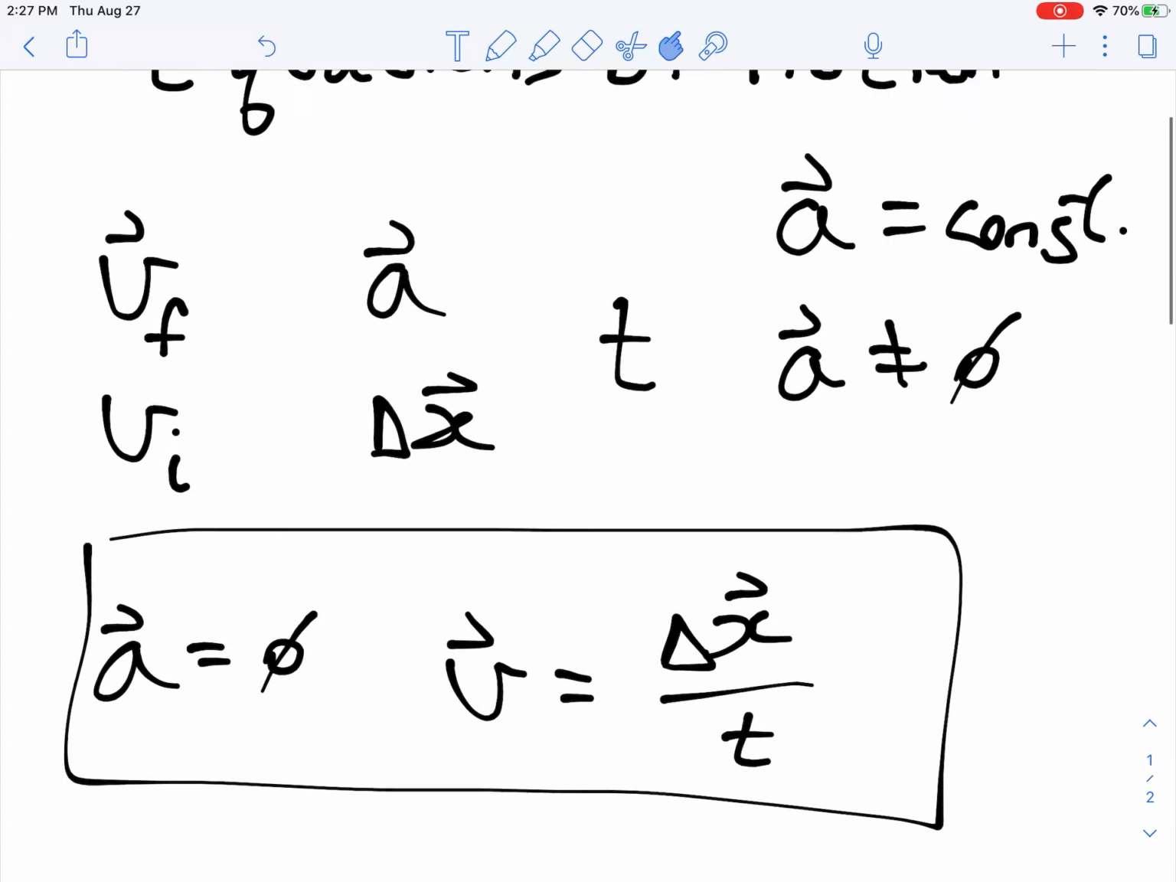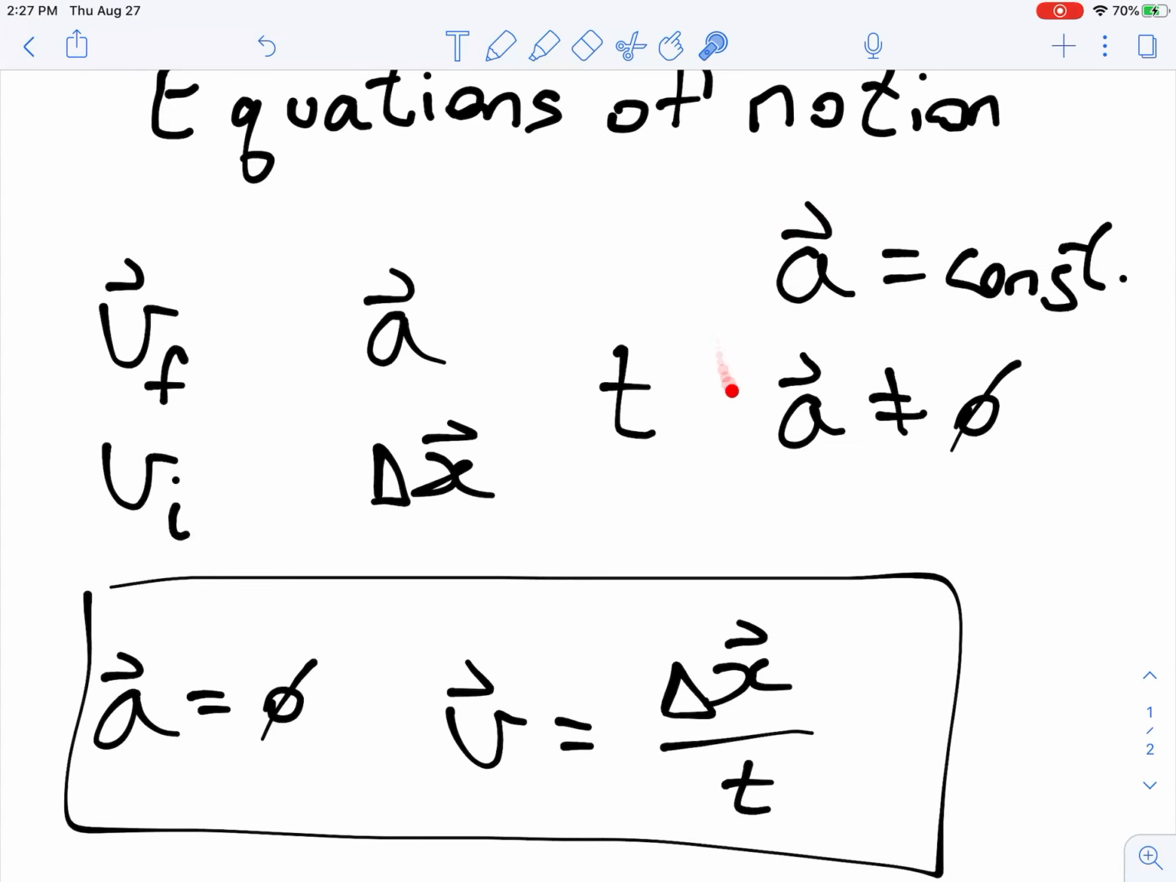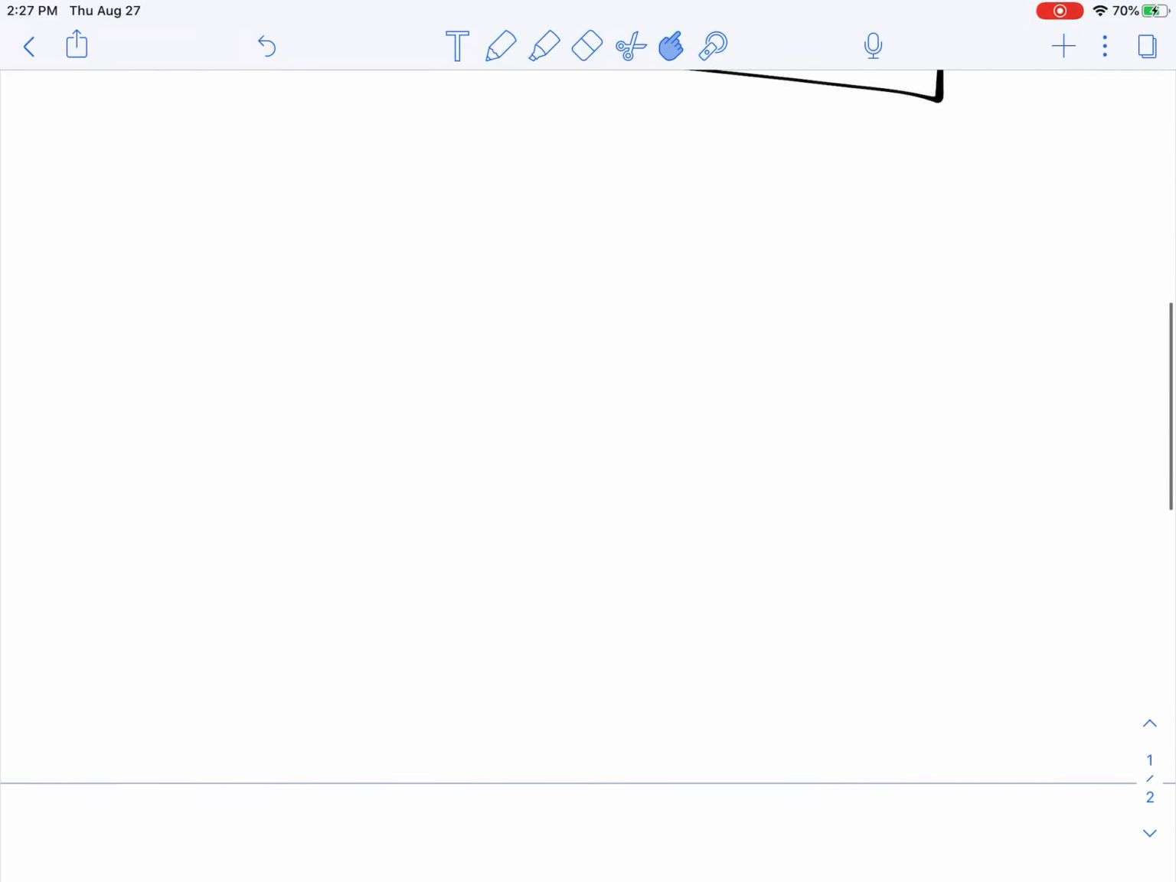I'm about to show you 4 equations you can use under these circumstances. The acceleration is constant and it is not 0. So without further ado, let's start. By the way, brace yourself, this is going to be fairly mathy.